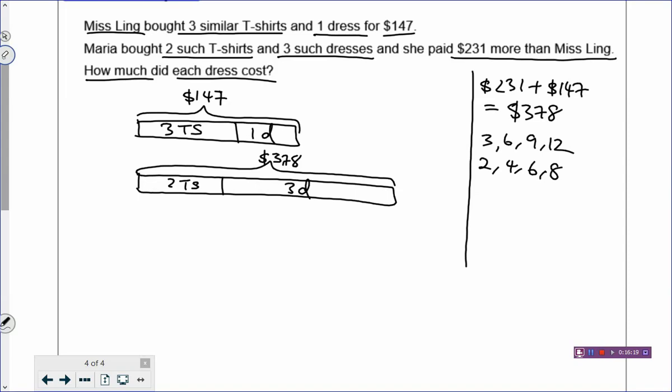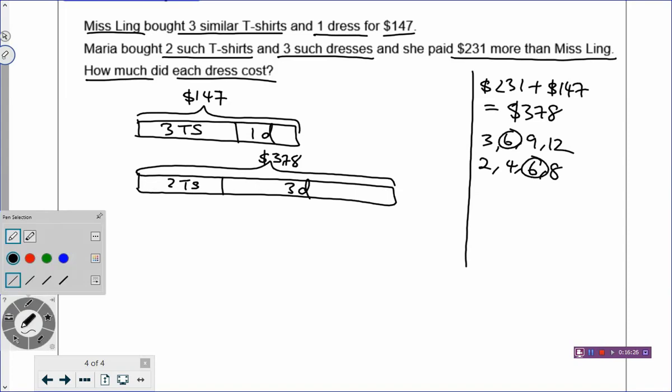So what is common multiple? It means to look for the same number. That is called the common multiple. And that's how you make the number equal. Alright, so let's make the number of t-shirts equal, and times 2. So the whole model is doubled.